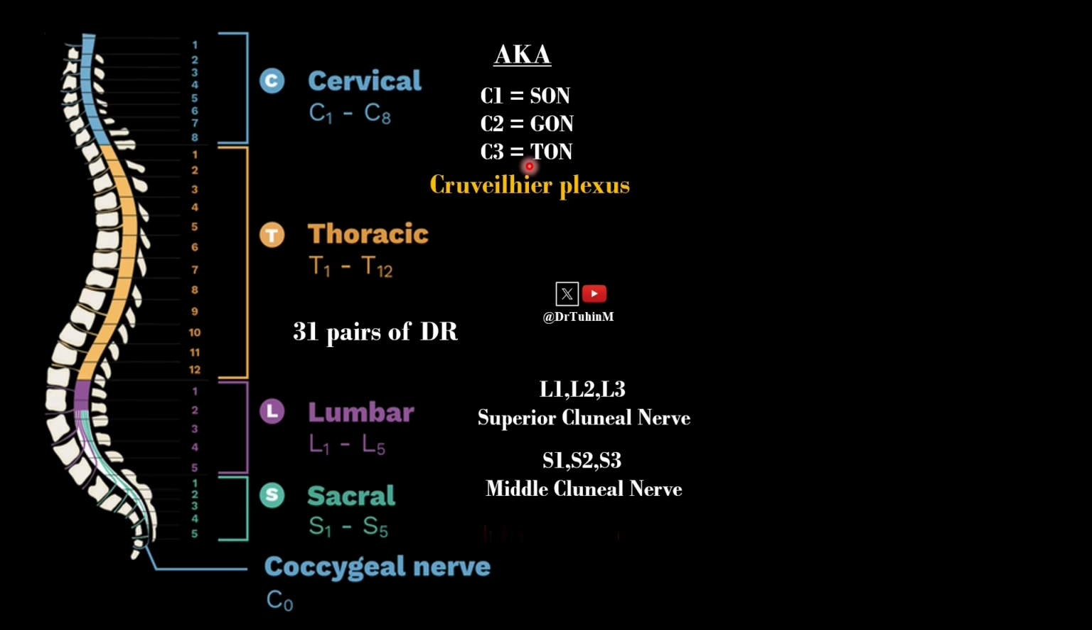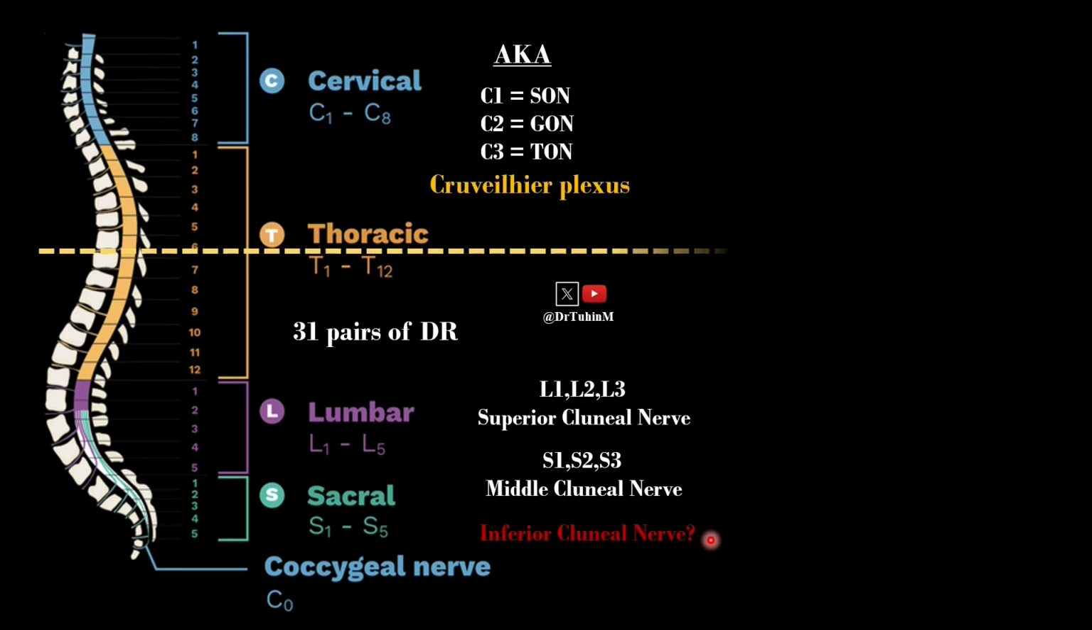Now, L1, L2, L3 dorsal rami form the superior cluneal nerve. S1, S2, S3 form the medial cluneal nerve. Now, what happens to the inferior cluneal nerve? The inferior cluneal nerve is not formed by the dorsal rami. It is coming from the posterior cutaneous nerve of the thigh, which is formed by the ventral rami.